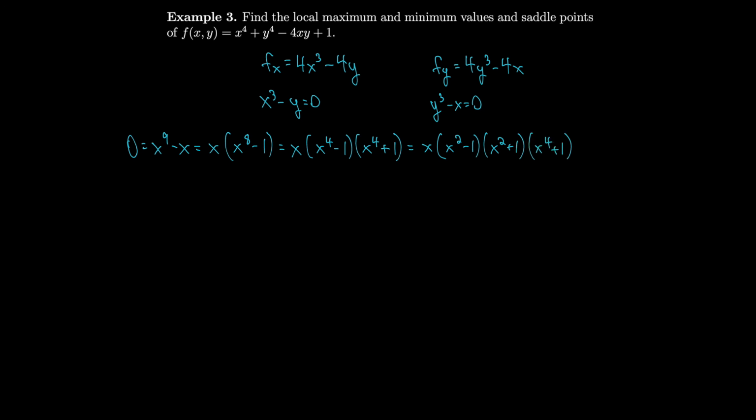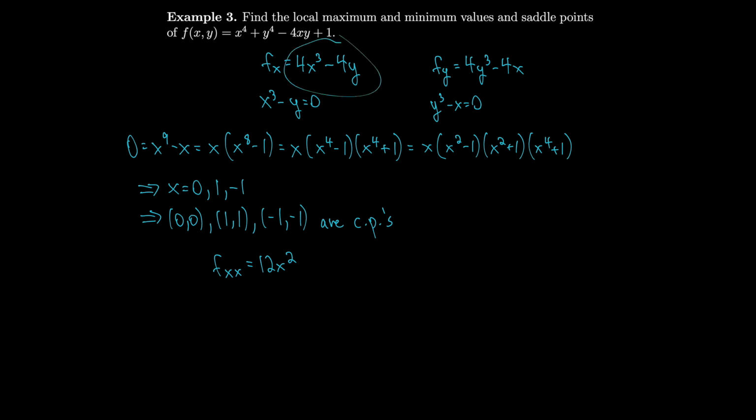So it looks like I have 0, 1, and minus 1 as our x values for when this function is 0. And those give me my critical points. So I plug that in to get y, and I see that (0, 0), (1, 1), and (minus 1, minus 1) are our critical points. So how about we look at the second partials to figure out what each of these are. The second partial with respect to x is 12x squared.